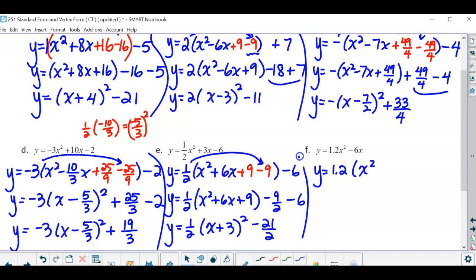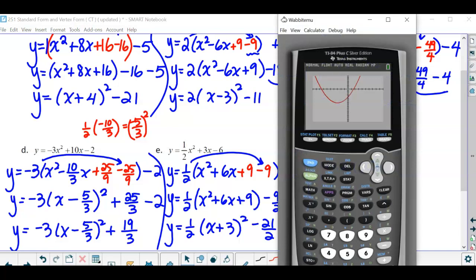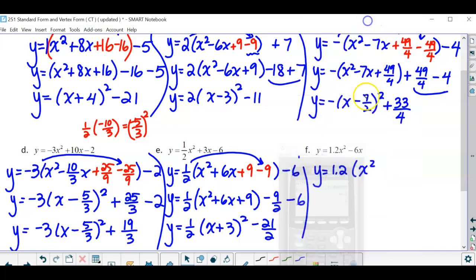And then this last one has decimals. So that means if there's decimals in it, you can use decimals in your work. So we want to factor out 1.2. So what's 6 divided by 1.2? That's 5. I should have known that. Anyway, you probably got it faster than me. So that's going to be 5.